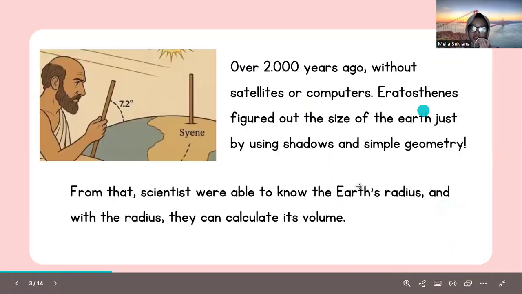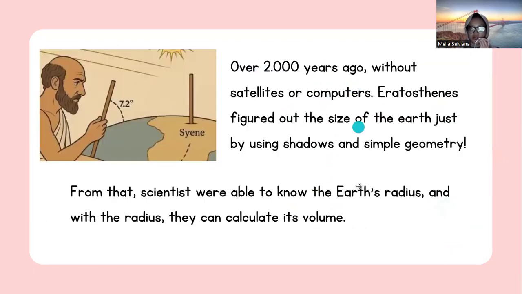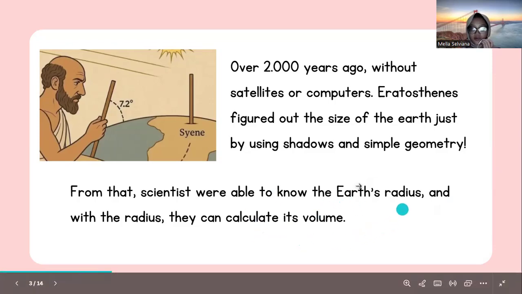Okay, so there's a fun fact. Over 2000 years ago, without satellites, computers, Google Maps, or calculators, the scientist named Eratosthenes estimated the Earth's size using only shadows and simple geometry. From this work, scientists learned the Earth's radius, and once we know the radius, we can find the volume.